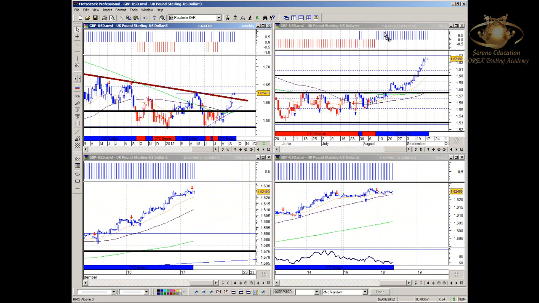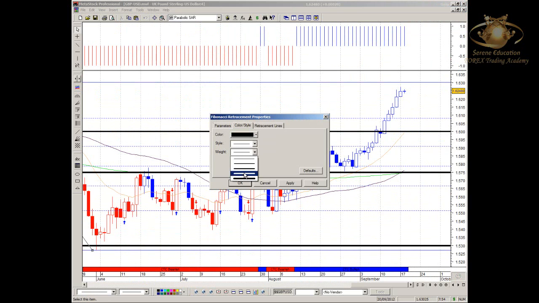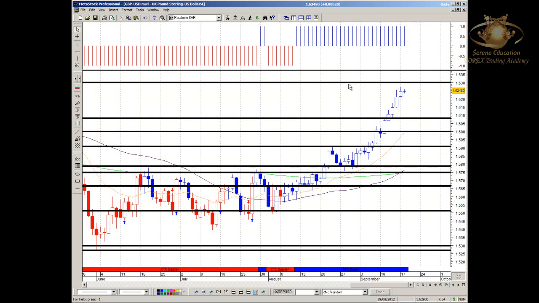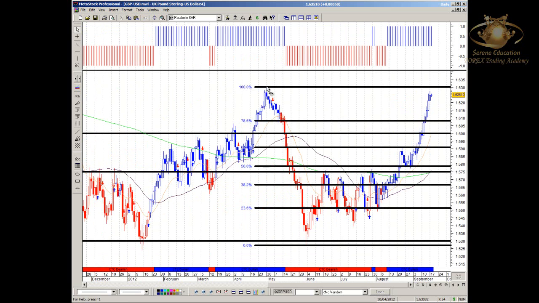So on our daily, we should see that clearly above us. There we go. So I've got that area above me as my prior support and resistance level high. And that's where we're off to now. So you can see the prior high that we saw before we saw the massive sell-off through May. That's going to be our next target.